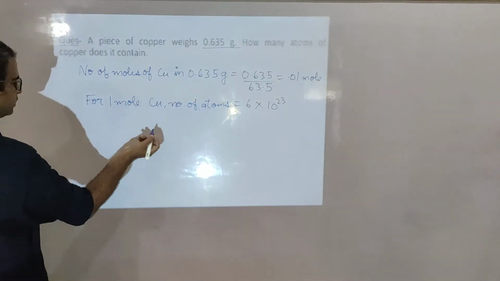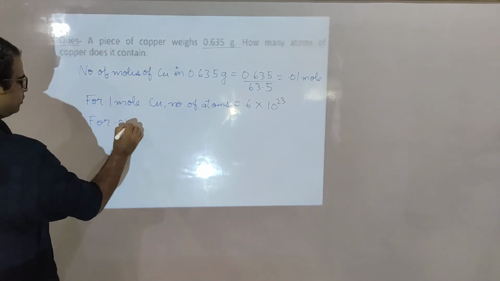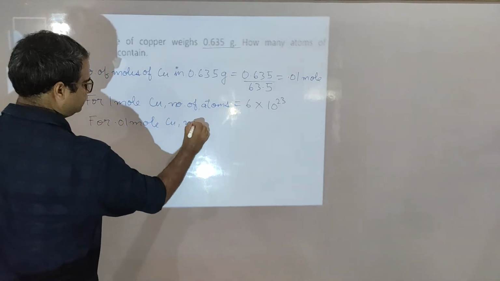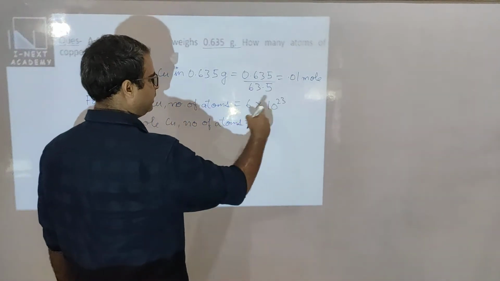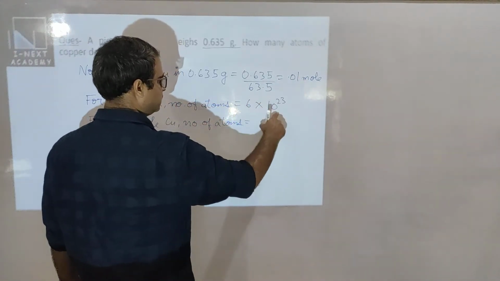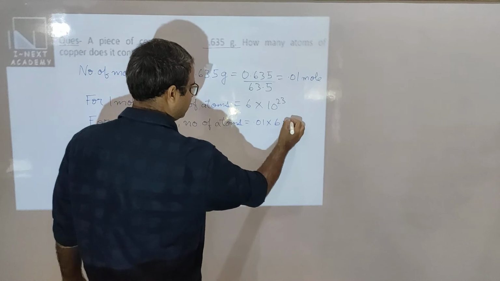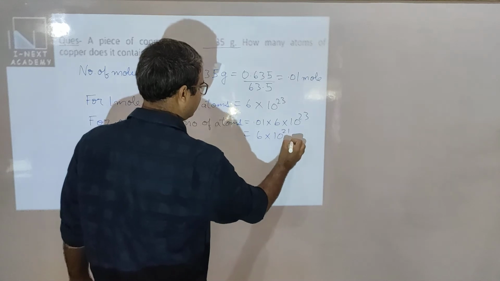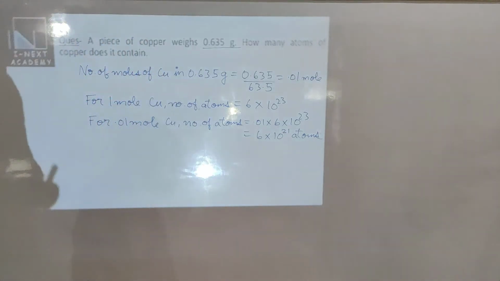Then we are calculating for 0.01 mole of copper. The number of atoms will be the number of moles times this quantity, since this is the number of atoms in 1 mole. So it will be 0.01 into 6 into 10 to the power 23. This will give 6 into 10 to the power 21 atoms. Okay, clear? So this will be your correct option.